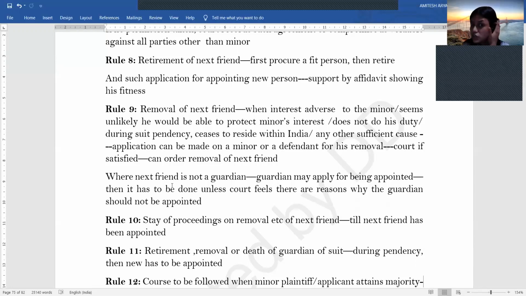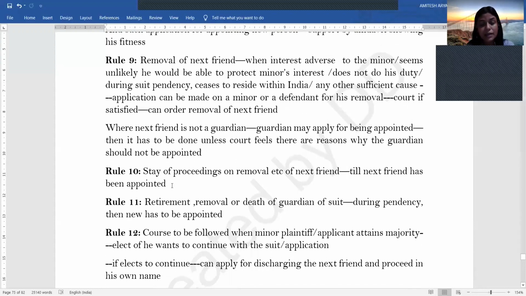Where the next friend is not a guardian, then the guardian can apply for being appointed, and the guardian should be appointed unless the court feels that there are particular reasons for which they should not be appointed. Then record the reasons and do the same.